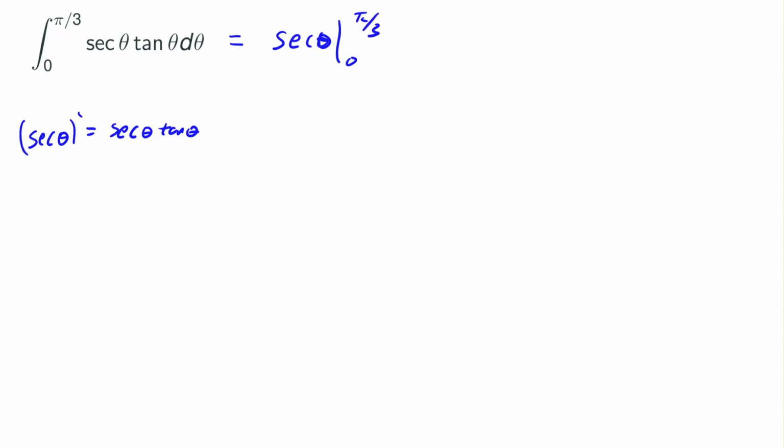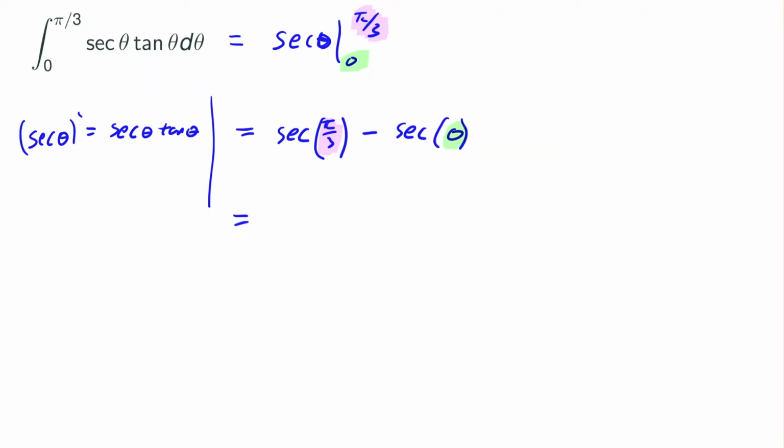So first we plug this value in, evaluate, and subtract, plugging 0 in. So we get secant pi over 3 minus secant 0. So when we evaluate this, well, let me color here first. This is from here.